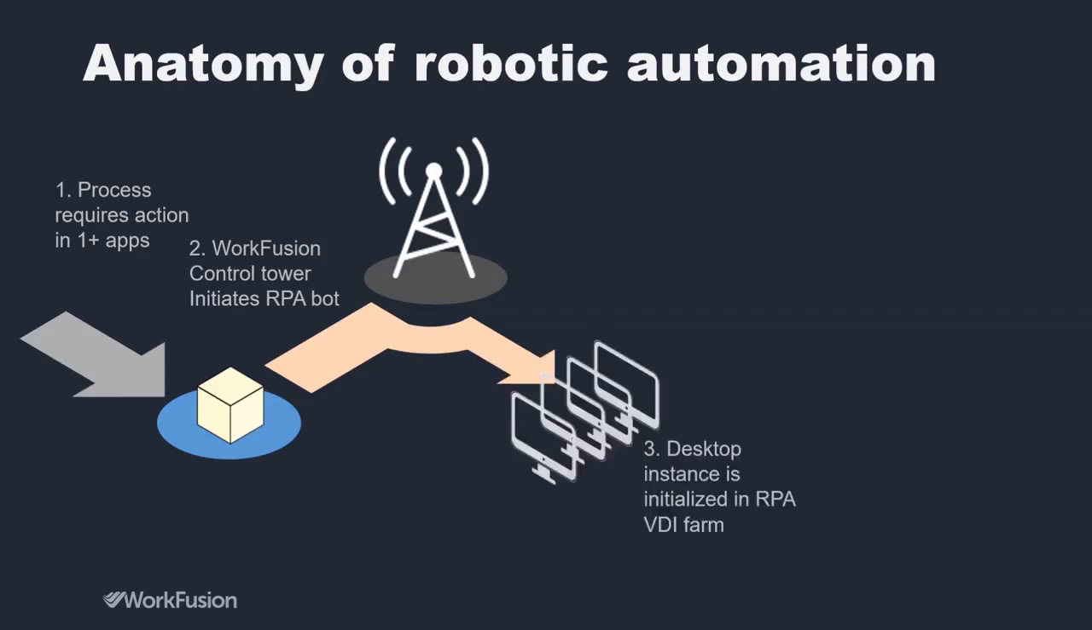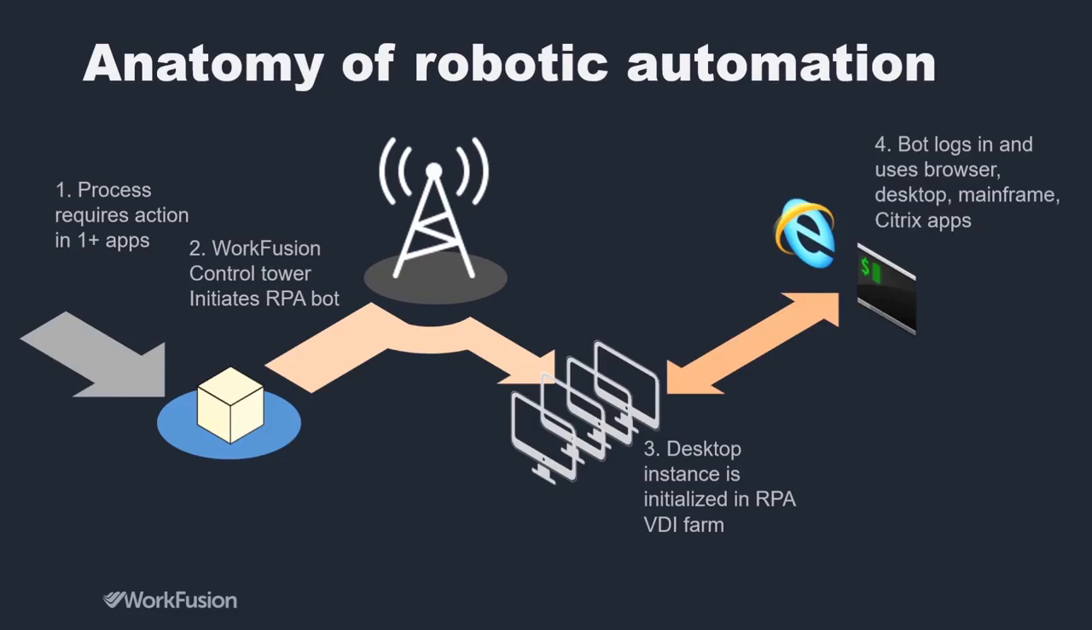To do this, Control Tower accesses the desktop. This could be an actual physical desktop that the person is using as a workstation, which is called attended automation, or this could be a virtual desktop that nobody is attending to, which is called unattended automation. WorkFusion puts the bot in the desktop, launches the necessary application, be it a browser application, native desktop applications, a mainframe or a Citrix app, and has the software robot perform a sequence of actions as the person would.